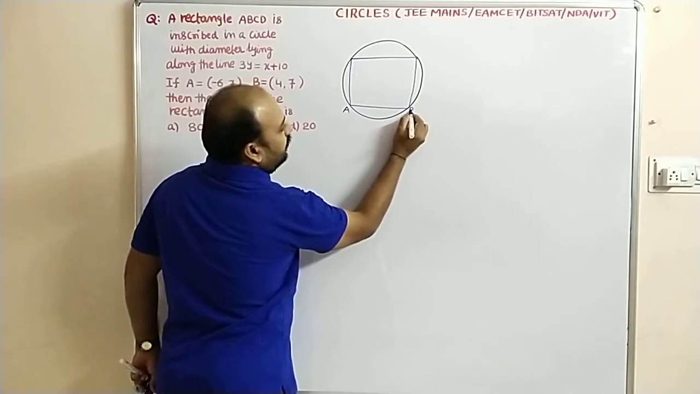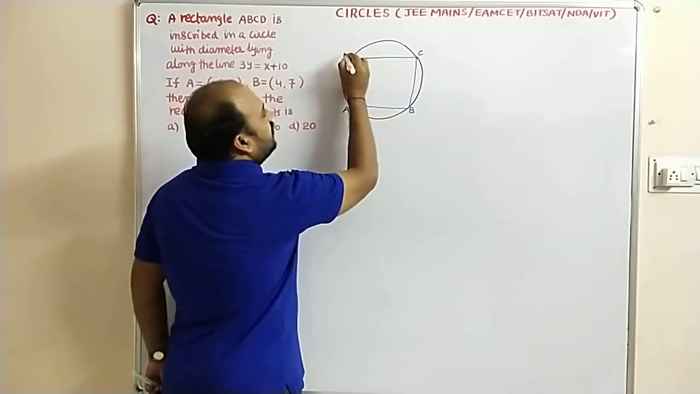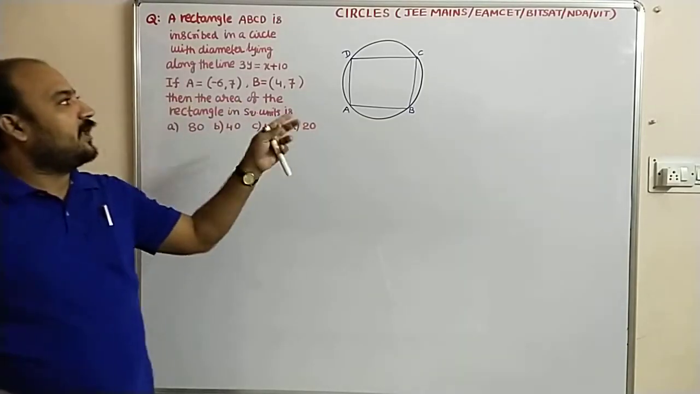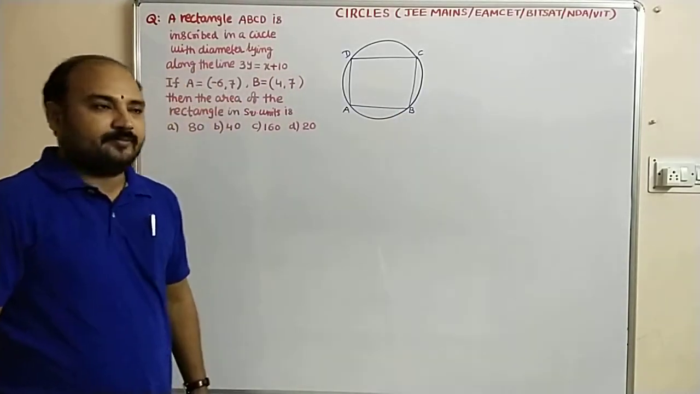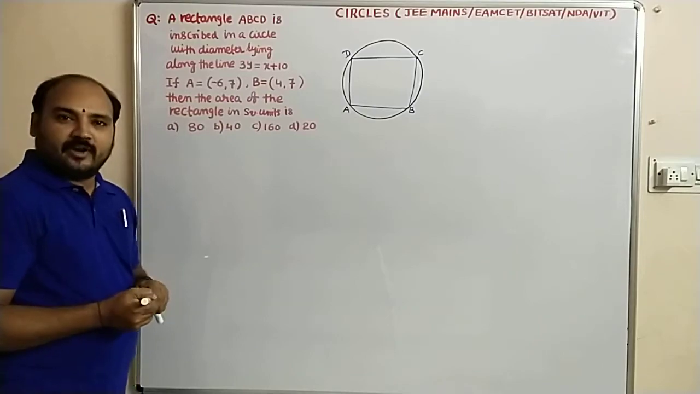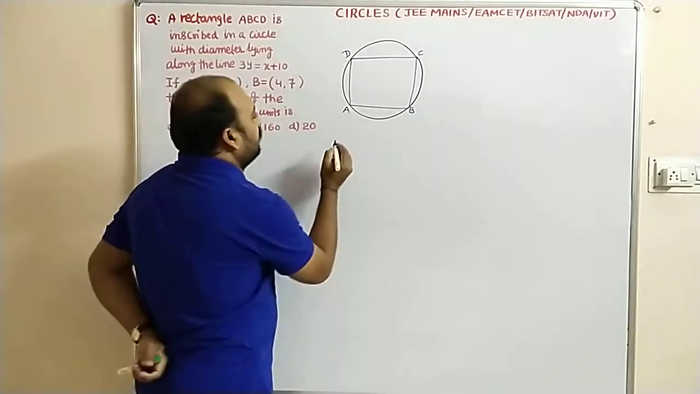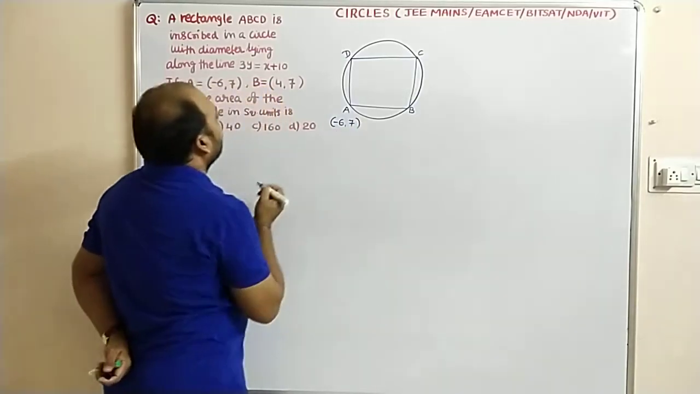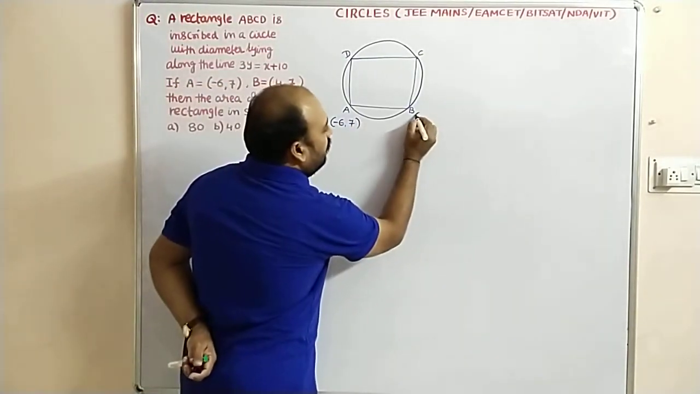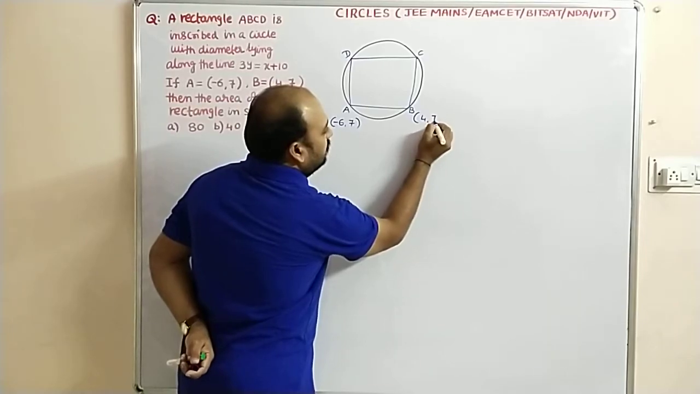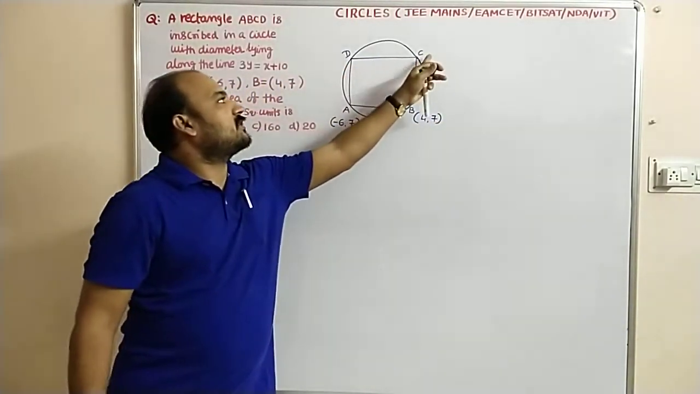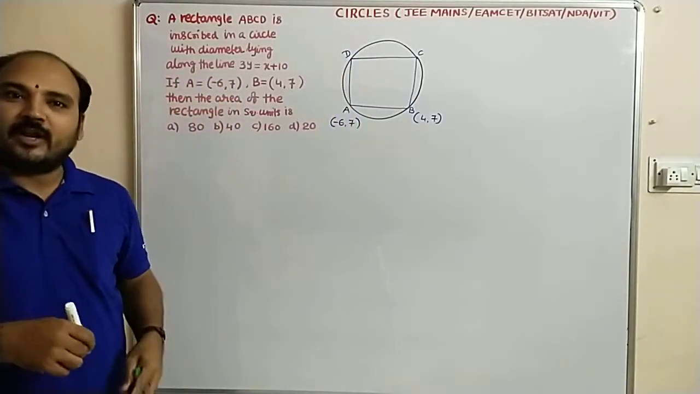A, B, C, D. A rectangle ABCD inscribed in the circle. A and B values are given. A = (-6, 7) and B = (4, 7). We don't know the vertices of C and D, but we can write them.